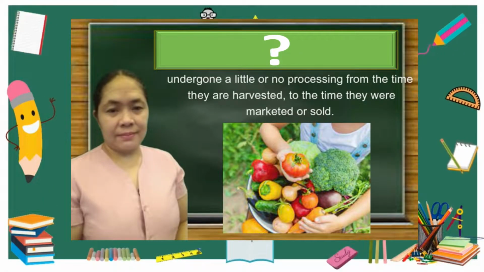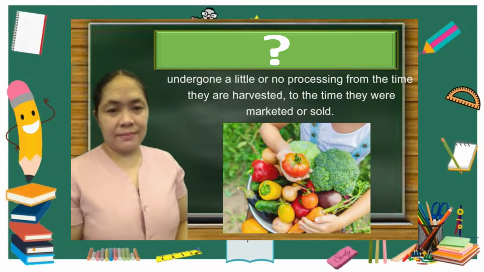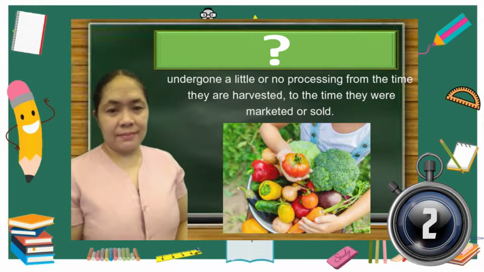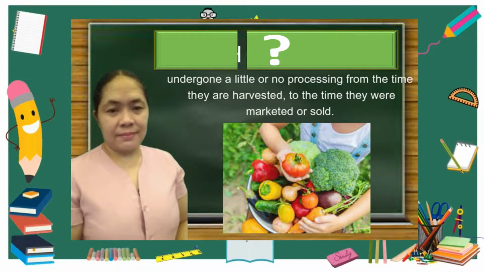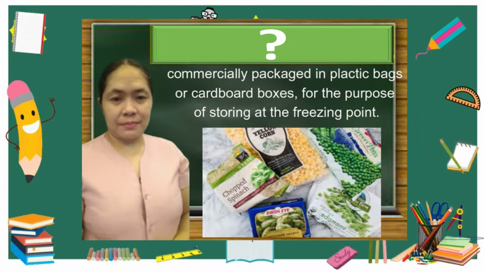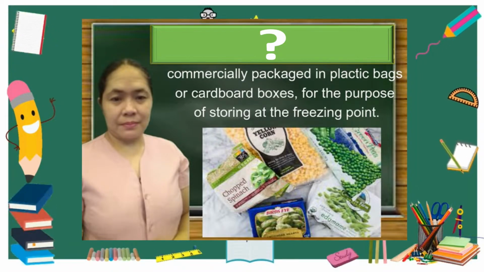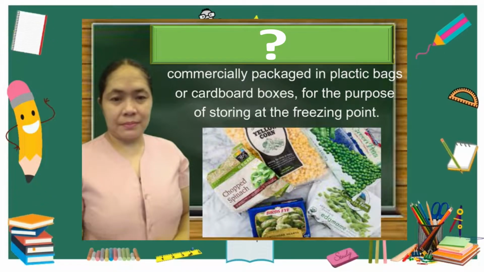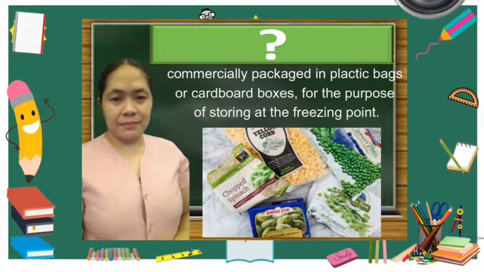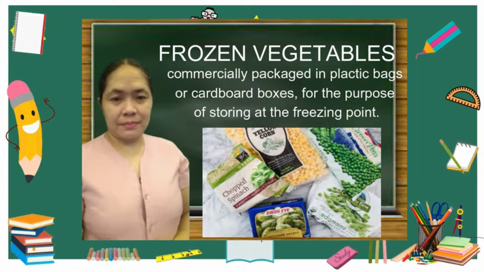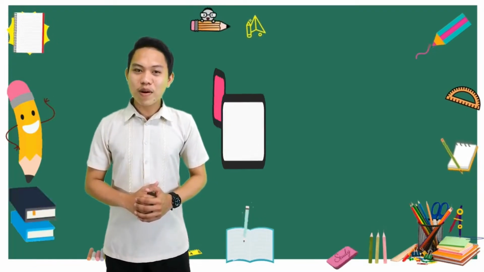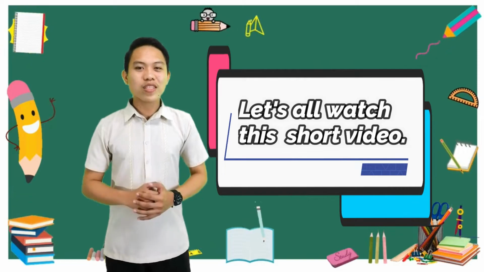This market form of vegetable undergoes little or no processing from the time they are harvested to the time they are marketed or sold. The correct answer is fresh vegetables. And lastly, commercially packaged in plastic bags or cardboard boxes for the purpose of storing at the freezing point. Good job if you answered frozen vegetables. Now that you have recalled our previous lesson about the market forms of vegetables, I want you to watch this short video.